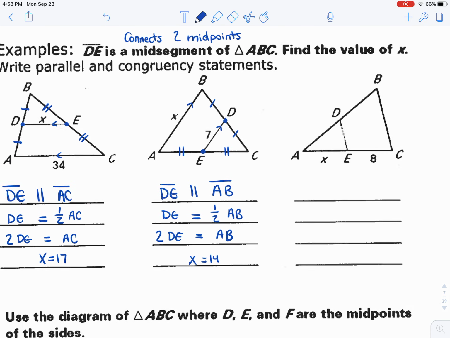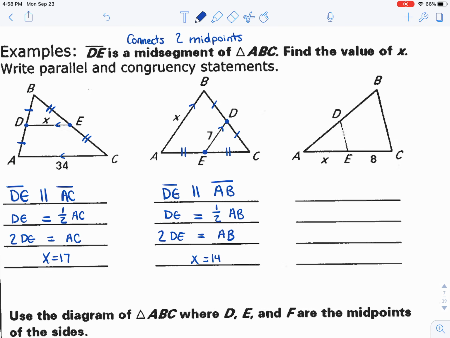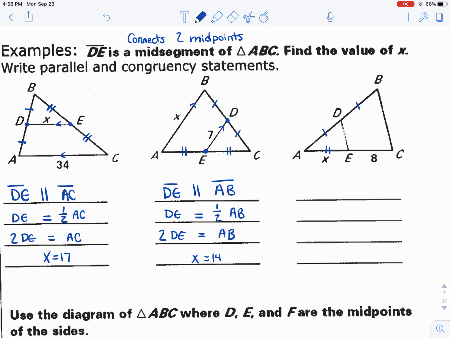So we get to our last problem. DE is still a midsegment. So we know that D is the midpoint of AB and E is the midpoint of AC. DE is parallel to BC. DE, that midsegment, is half as long as the third side, BC. Also, if it's half as long as the third side, we can double the midsegment to get the third side, BC.